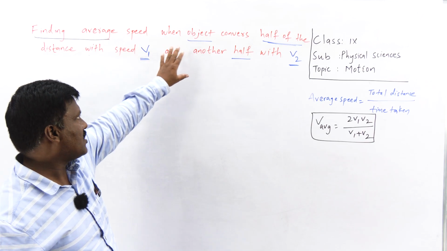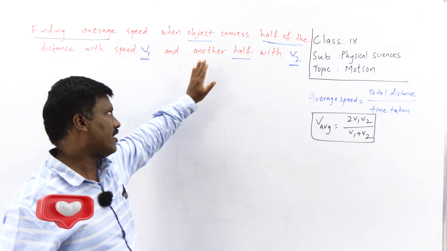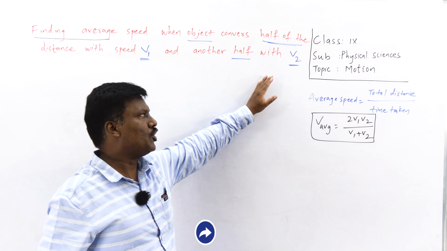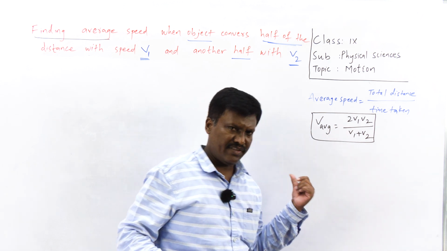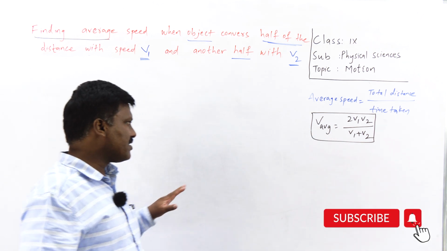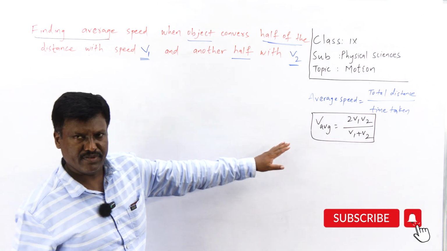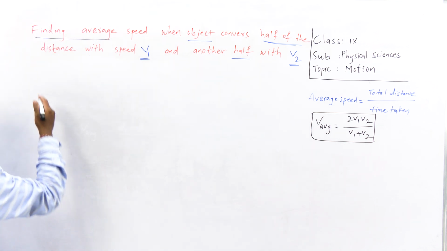When an object covers half of the distance with speed v1 and the other half of the distance with another speed v2, to calculate the average speed we use this formula. We have discussed the formula derivation just now. So now we will solve some problems related to this formula. Let us do one problem.